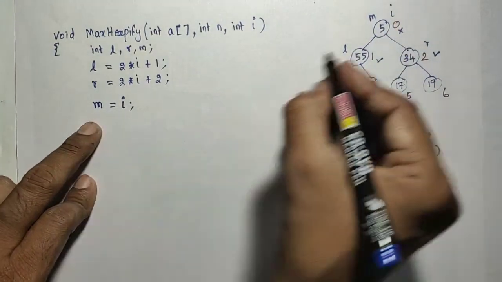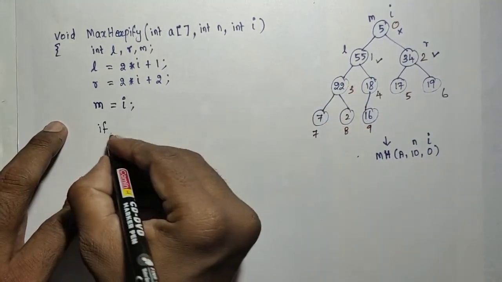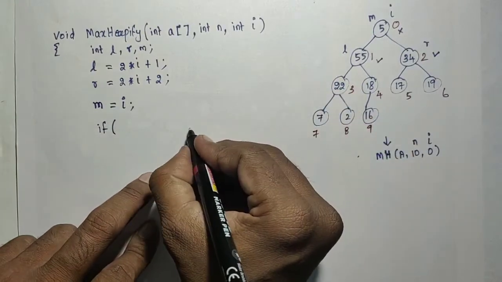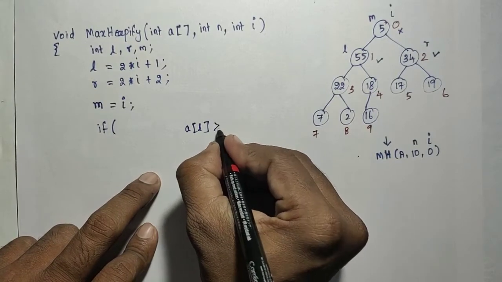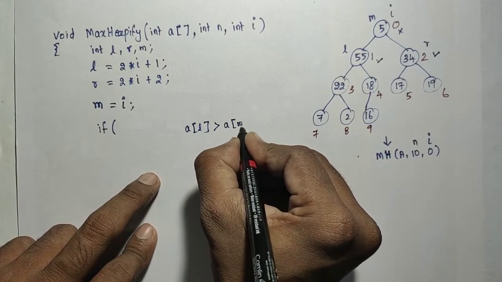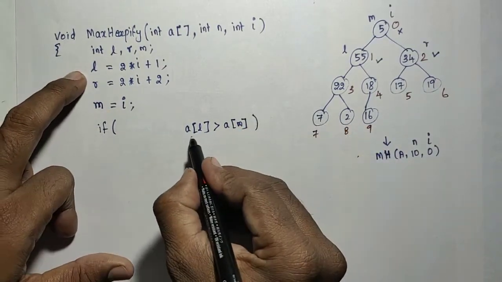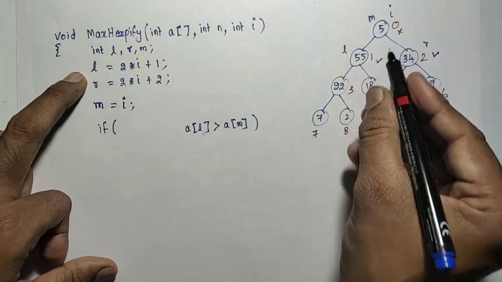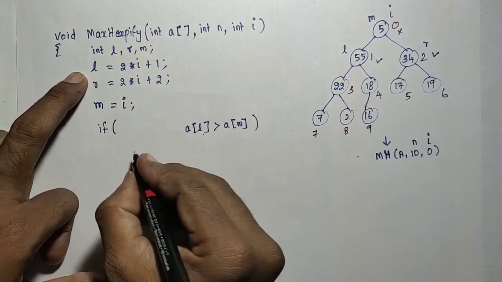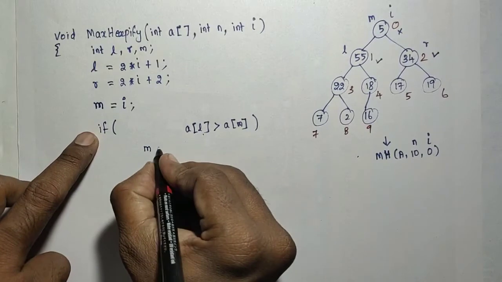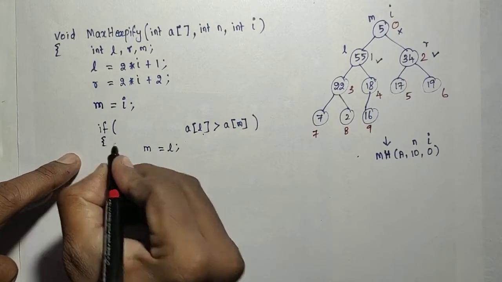Then you compare the value at M with the value at L. That is, if A of L is greater than A of M. We calculated the L index. If A of L is greater than A of M, then between these two, which is the maximum? 55. So you change this as the maximum. So now the current maximum will be changed to L. So you do this first.